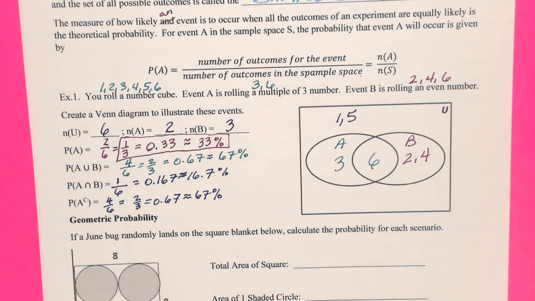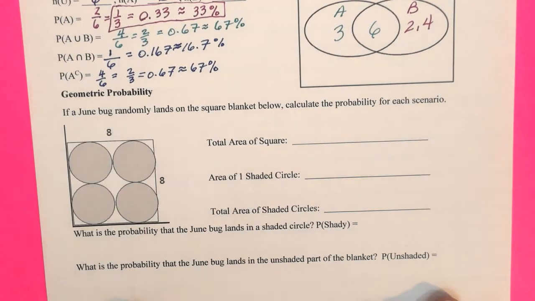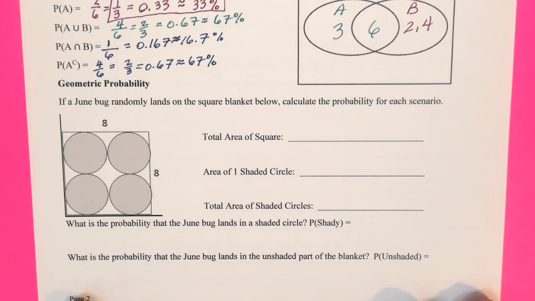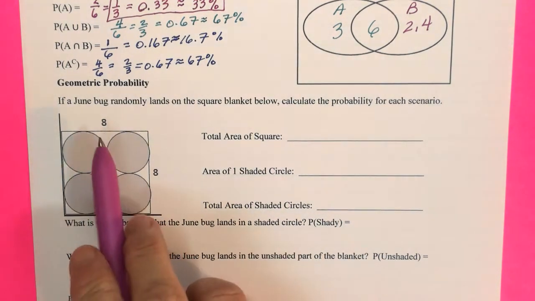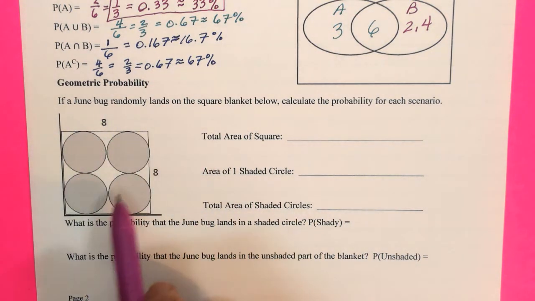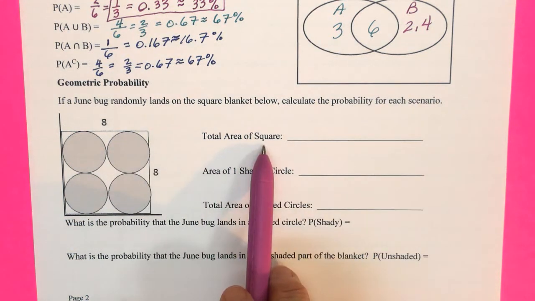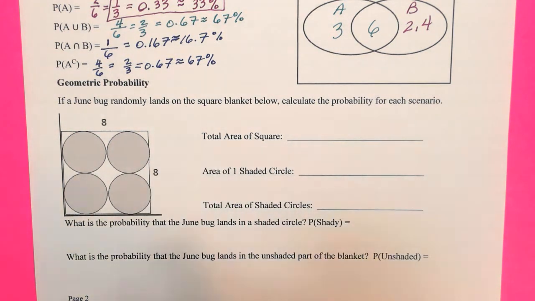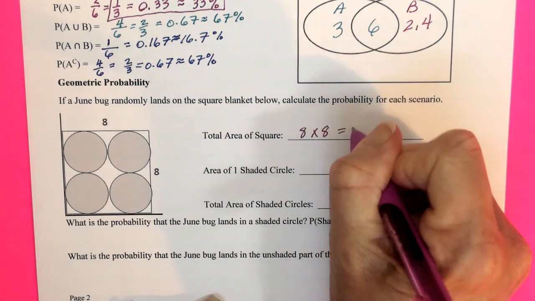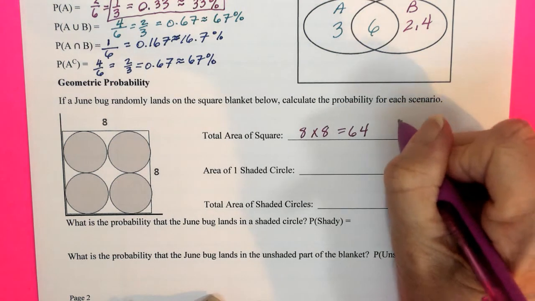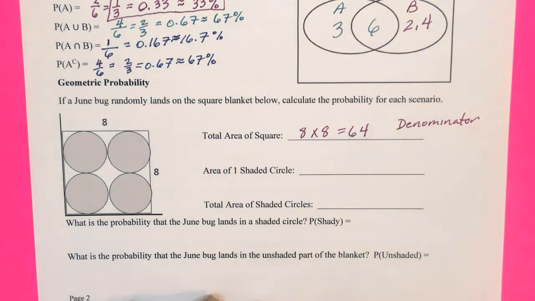What about geometric probability? If we move into some math that has to do with actual area of geometric shapes. In this example it says, if a June bug randomly lands on the square blanket below, calculate the probability for each scenario. So we definitely have to know the total area of the square because that's going to be our sample space. It's an 8 by 8. So 8 times 8 equals 64. This is going to be our denominator of the fraction we'll set up.